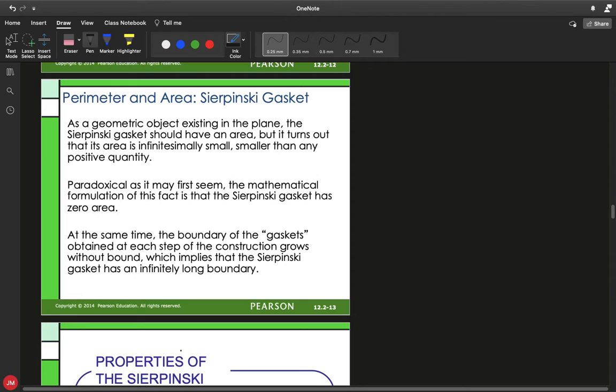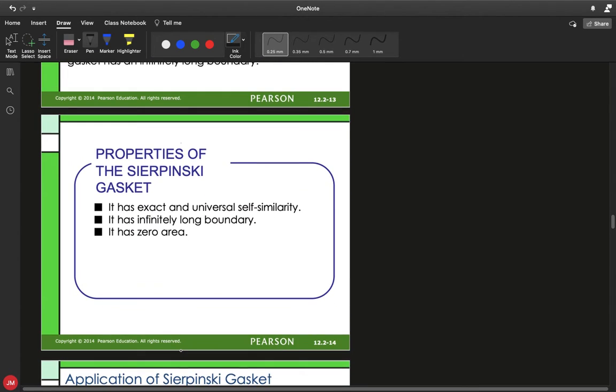So it's kind of interesting that at a certain point, obviously, as you go towards infinity, the area actually is non-existent. However, at the same time, just like the Koch snowflake, the boundary continues to grow. As you continue to zoom in, the boundary continues to grow and actually is infinitely long. And so those are some interesting properties. To summarize those once again, the properties of the Sierpinski gasket: you have an exact and universal self-similarity, in fact, an infinite self-similarity as well. You have an infinitely long boundary, but zero area.